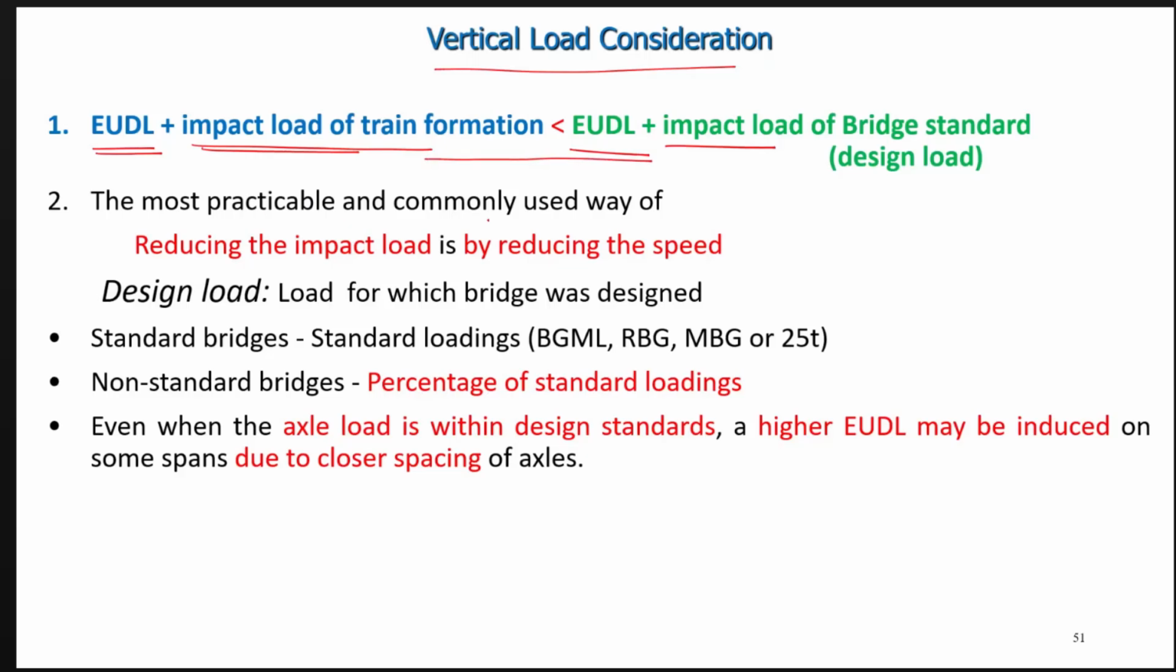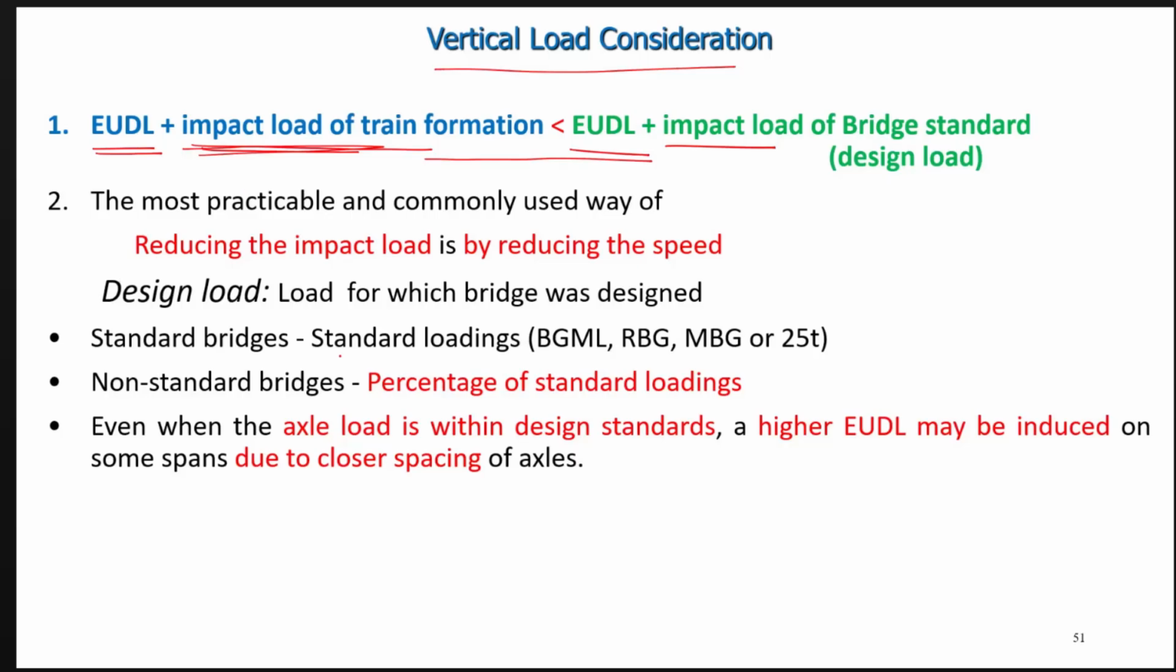The most practicable and commonly used way of reducing the impact load, here we can clearly see, is to reduce the speed. So speed is also related to the impact load. Higher speed will give a higher impact load. So, the design load for which the bridge was designed.